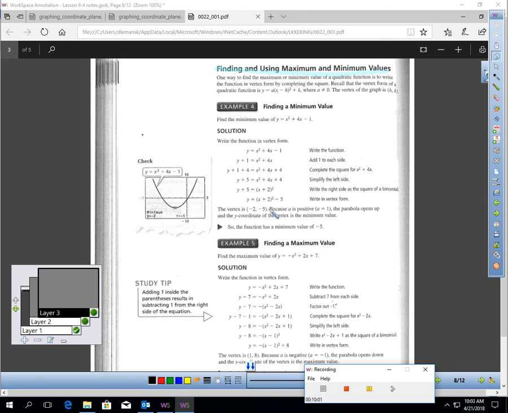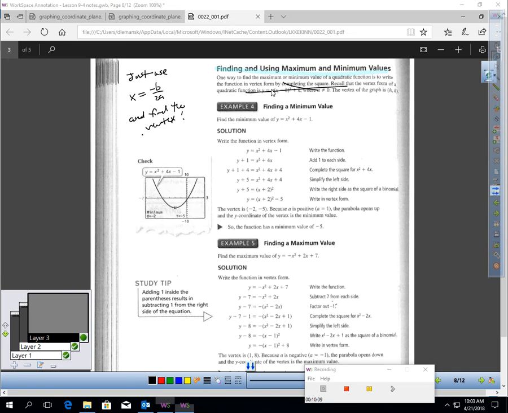Now, the book is going to use completing squares to find minimum and maximum values. I'm not going to worry about this. I think this is just creating more work than we need to worry about right now. If we want to find a minimum or maximum value, it's easy. You need to find the vertex. Use your axis of symmetry formula and find the vertex.